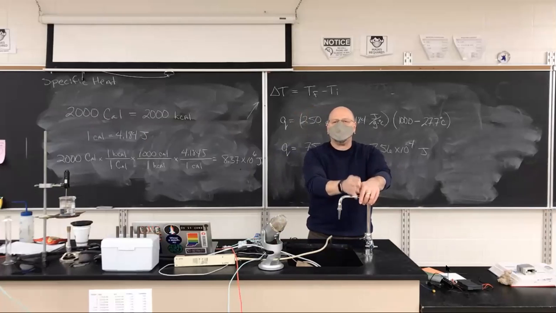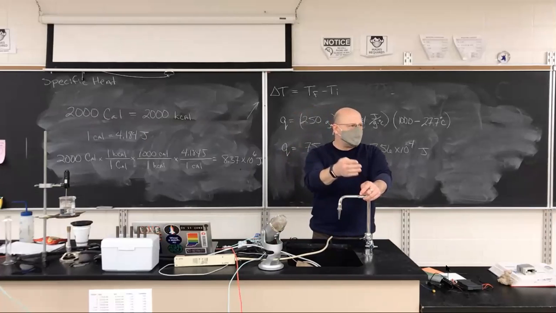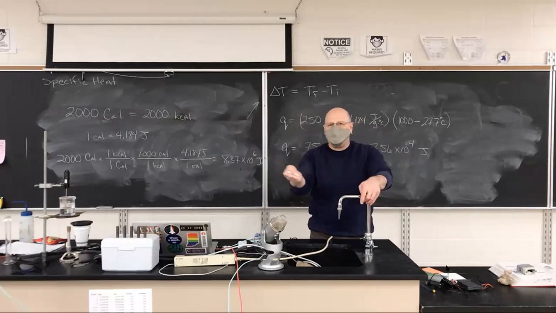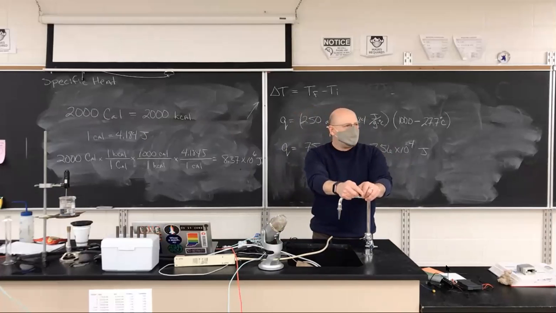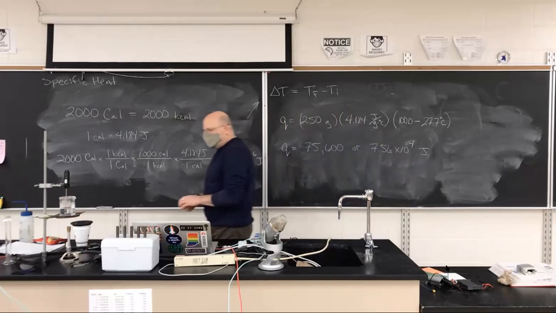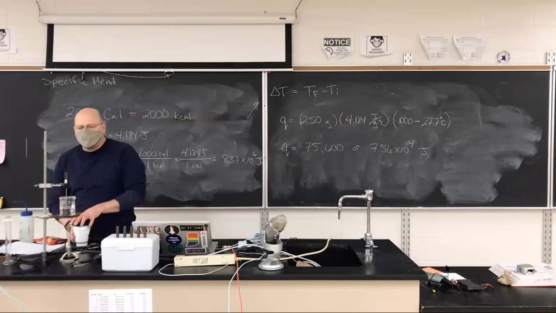So approximately, it takes 10 times more energy to raise the temperature of 1 gram of water 1 degree Celsius than it would take to raise 1 gram of iron 1 degree Celsius. Because if it's four joules per gram degree Celsius for water and 0.4 for iron, there's your 10 times difference.